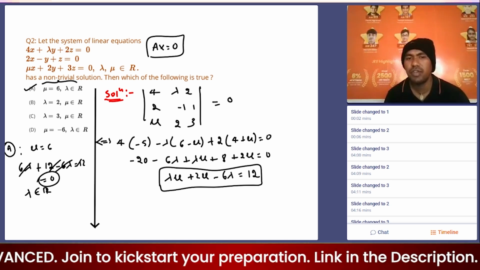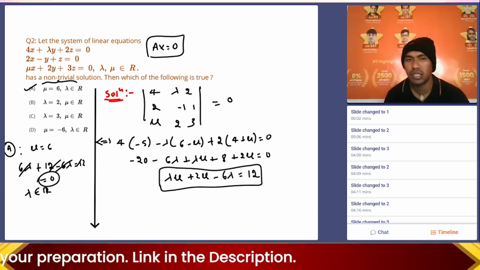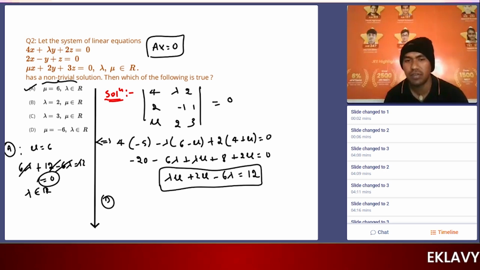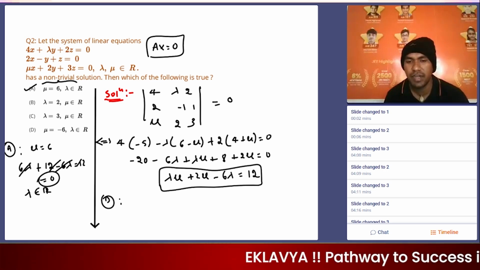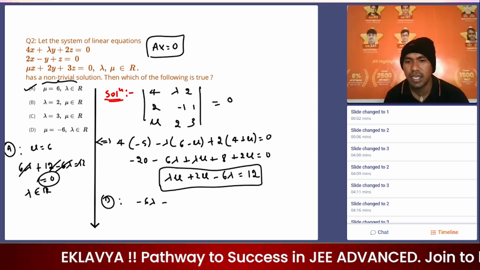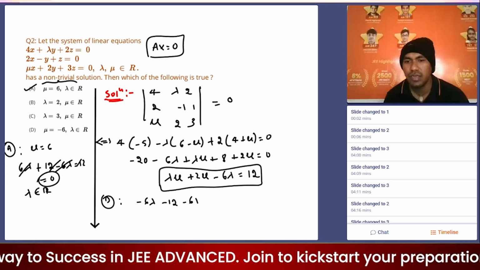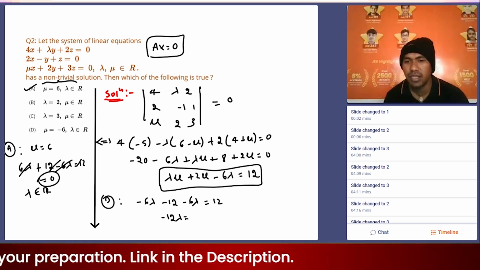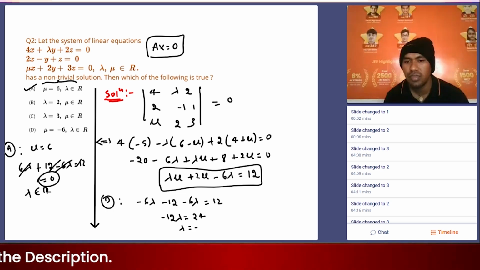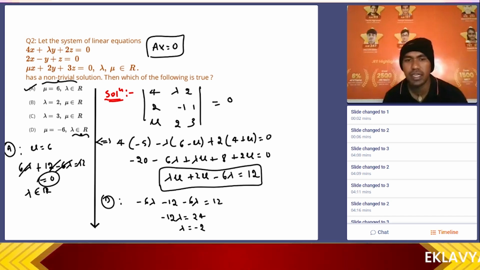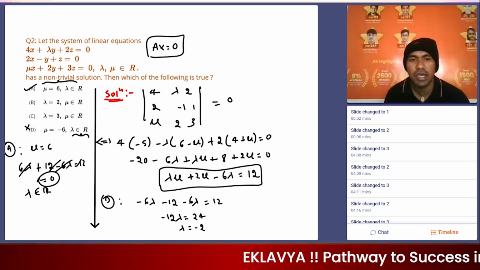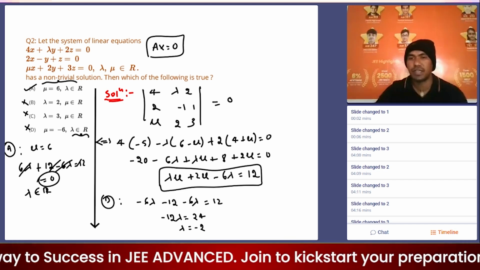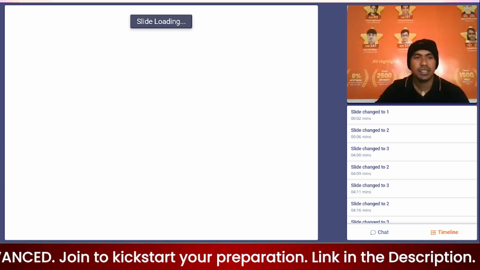Now if you want to verify, you can go with the second option, third option, fourth option also. So suppose let's take D, mu equals minus 6. If I take option D, then it will become minus 6 lambda, and minus 12, and minus 6 lambda, which equals 12. Now if you simplify this, you will get minus 12 lambda equals 24. Then lambda equals minus 2. But here they mention lambda belongs to R, so this is not the answer. Same way, option B and option C also won't satisfy. Clear? Yes. Let's take one more question.